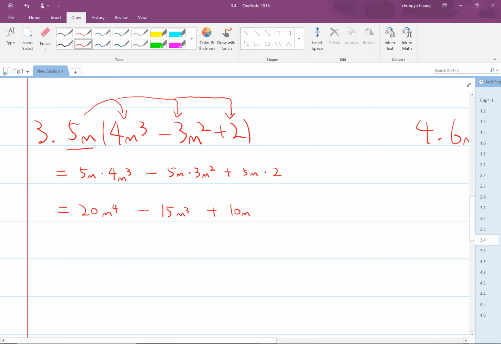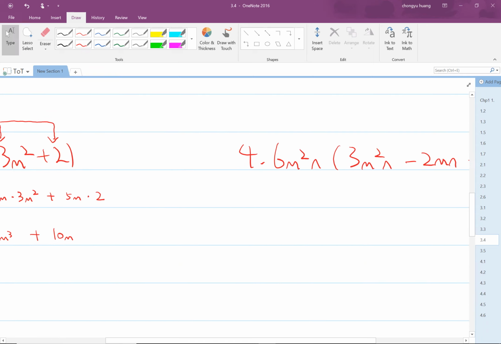And now you can see we already solved the problem, right? We solved the problem for question 3, right? As you can see in the solution, we cannot cancel any terms, right? So we just leave it as it is. Okay. So let's move on to question 4.